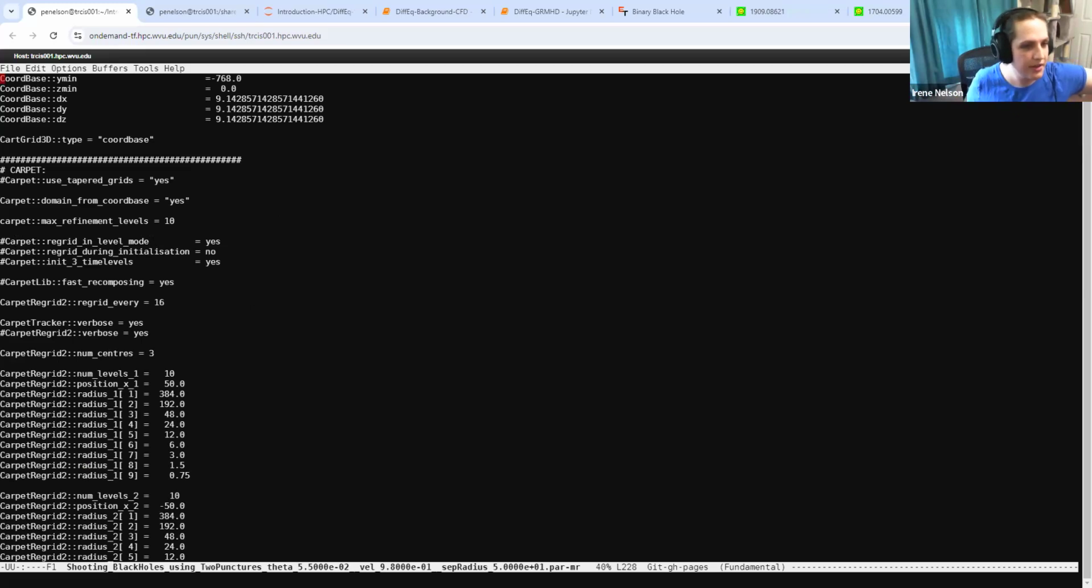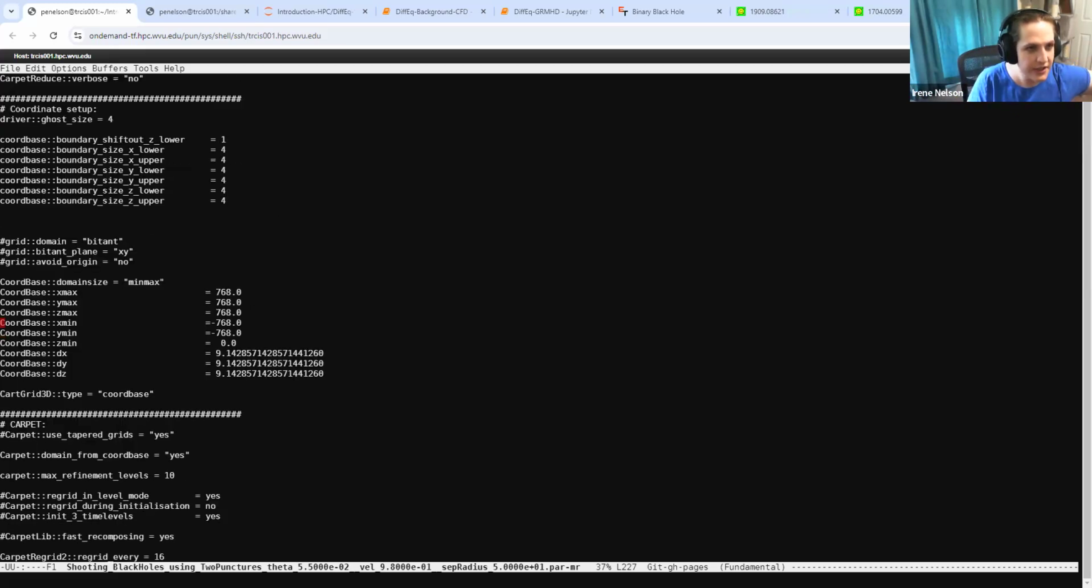Coord base, carpet rigger 2. Okay, so these are super important things. We have this, which has the extent of the outermost grid here, as well as the grid spacing of the coarsest refinement level that we use. So this is going to be the coarsest resolution that we work with.